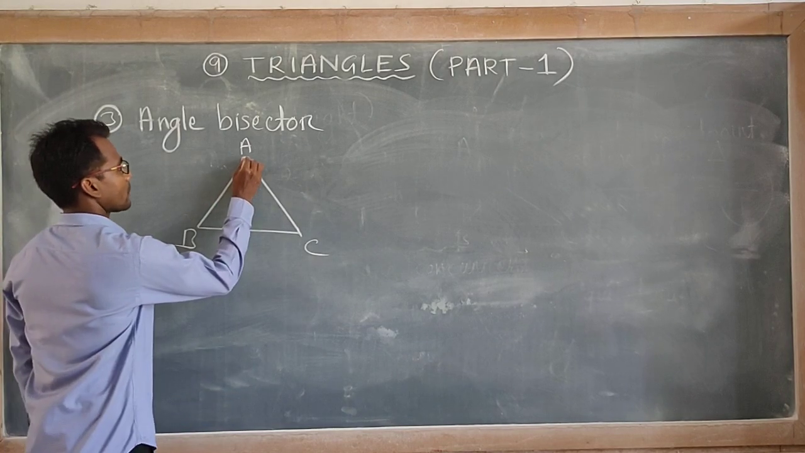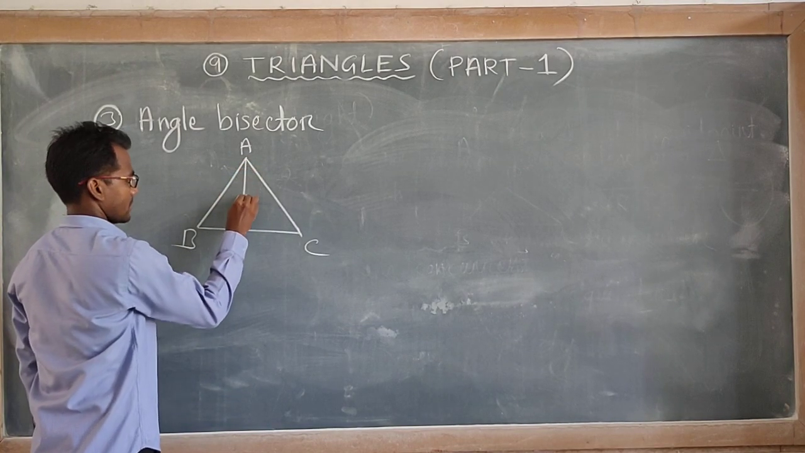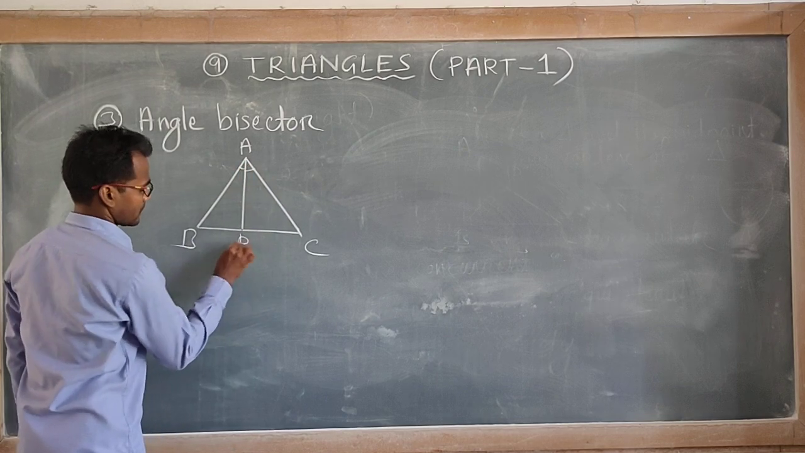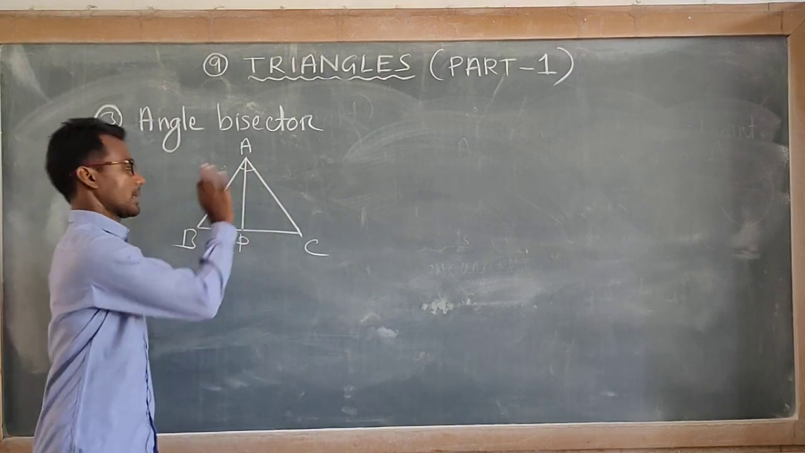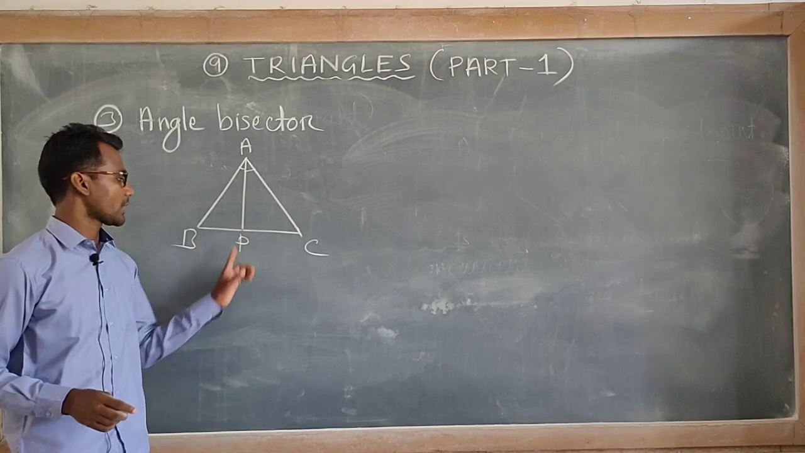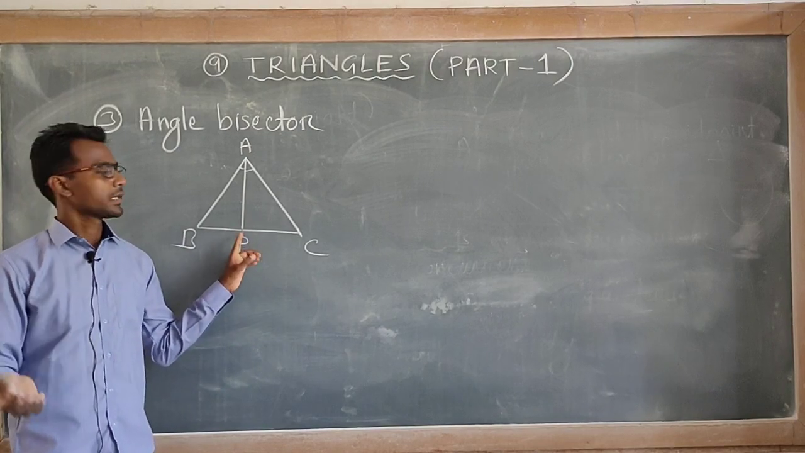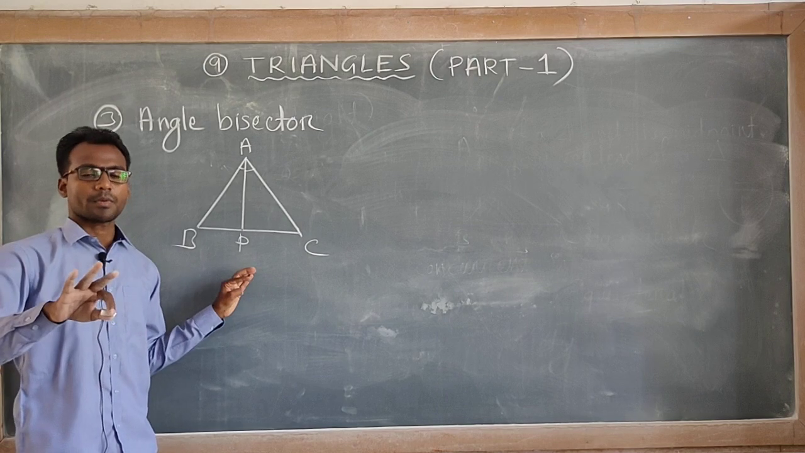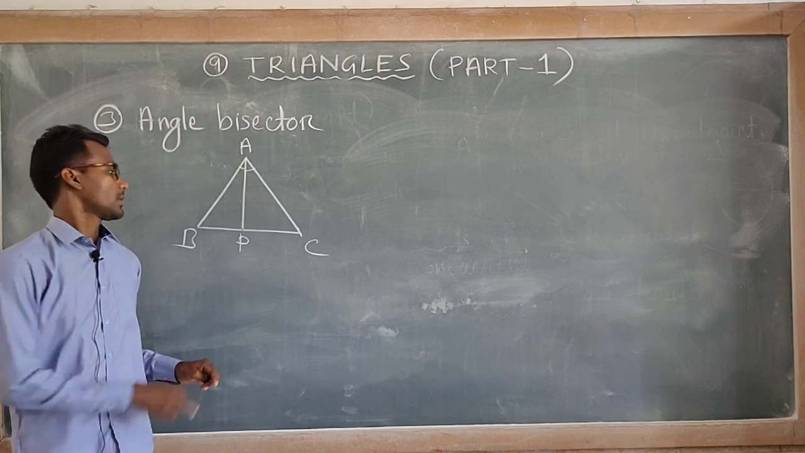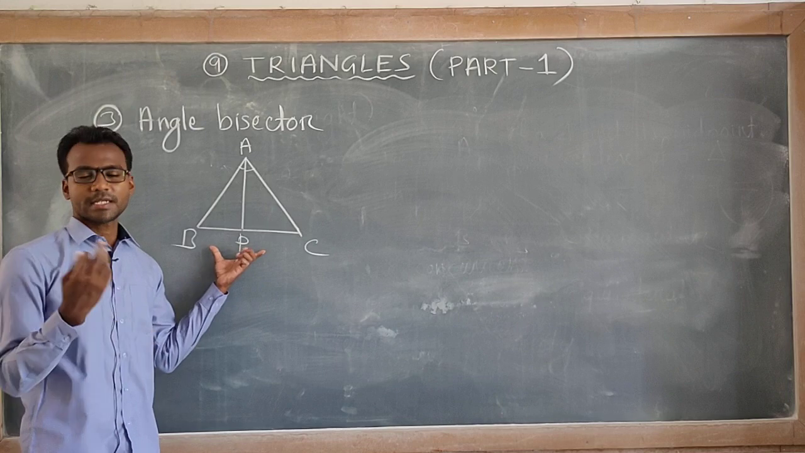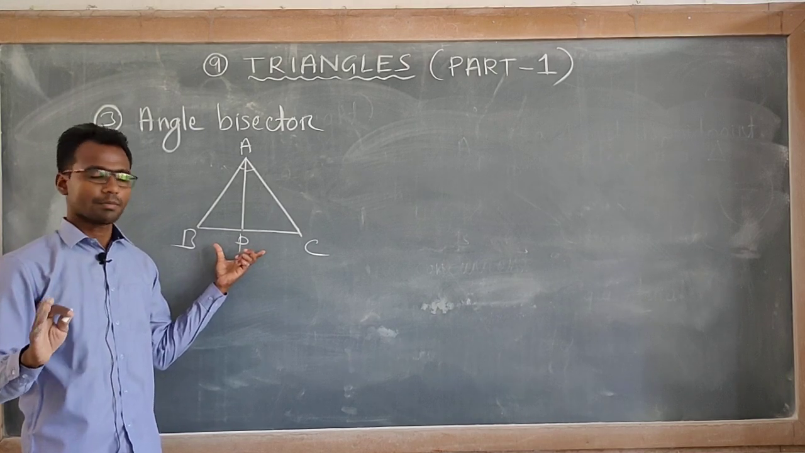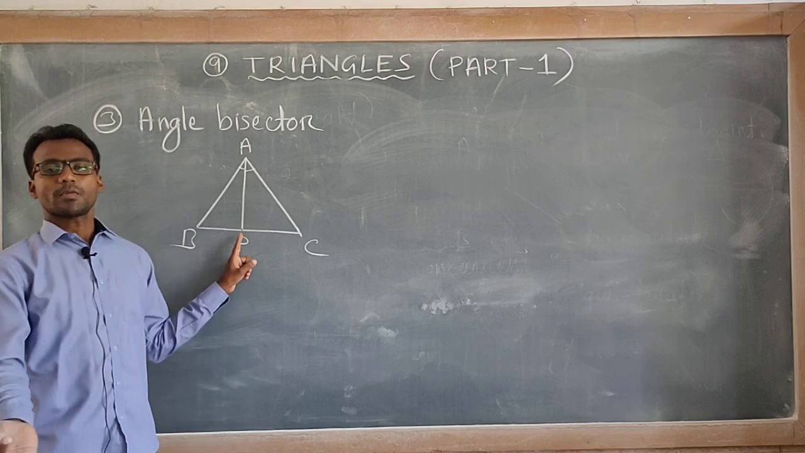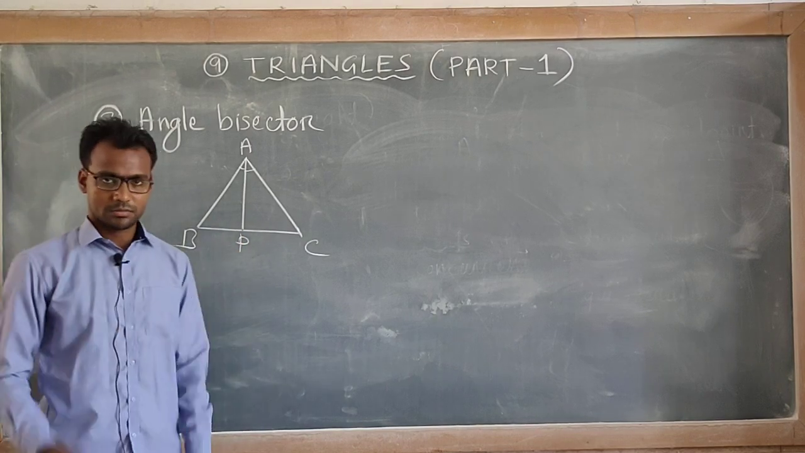Suppose I am bisecting angle A. AP bisects angle A, but do not think that AP is perpendicular to BC. This AP may be perpendicular to BC, may not be perpendicular to BC. Again, this AP may bisect BC, may not bisect BC. That means P may be the midpoint of BC, may not be the midpoint of BC.